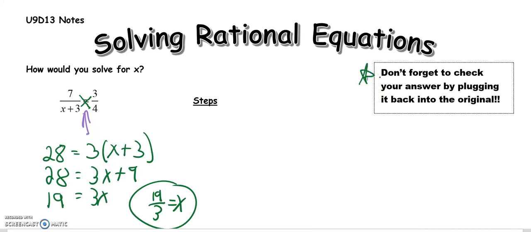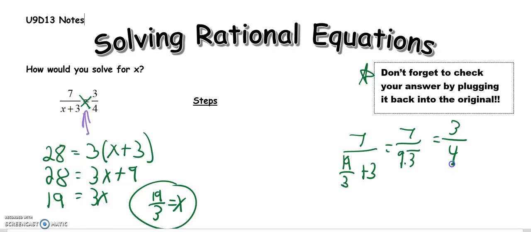Now I put on here, don't forget to check them by plugging them back in. You have the option of plugging this in and having 19 over 3 plus 3, and that's going to give you 7 divided by 9, or 0.3 repeating, which ultimately does work out to be the same as 3 over 4. Option 2 is to go back and think about your restrictions. What is x not allowed to be? X is not allowed to be negative 3. Well, good thing, because I did not get x to be negative 3, so everything's fine.